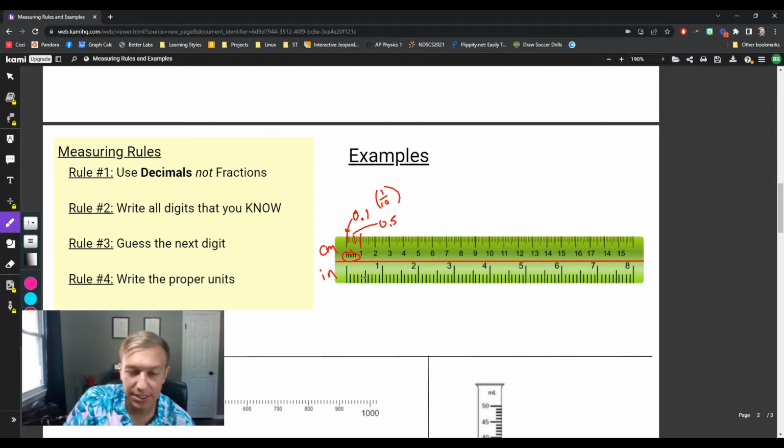Where if we flip over to inches, well, you might think, halfway, that's pretty easy, right? It's halfway. It's 0.5 again. If you want me to write in decimals, I can do that.